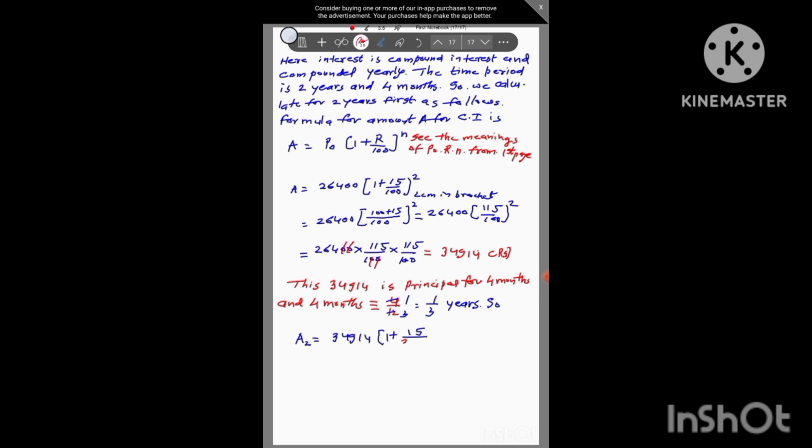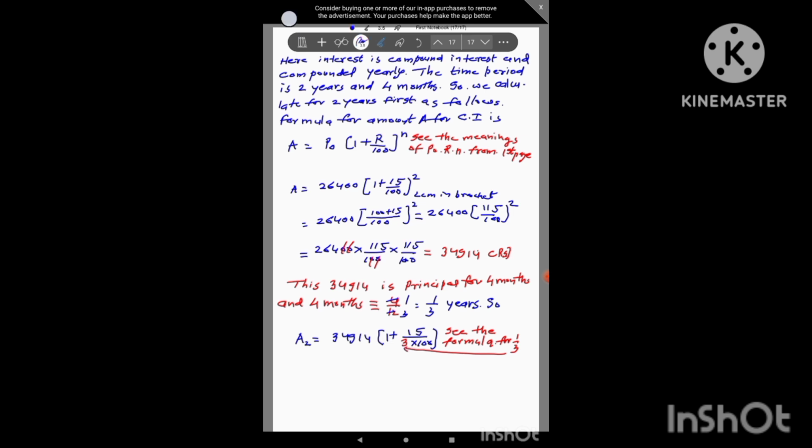See why I have taken 3 here, you will come to know, because 4 months is one third of the year. In a year, 4 months, 4 months, 4 months gives you 1 year. So 4 months is one third of the year, and that is why this 3 is there. I'm talking about this three. If you look at the formula, you'll immediately come to know why this is like that. And why the n is 1.